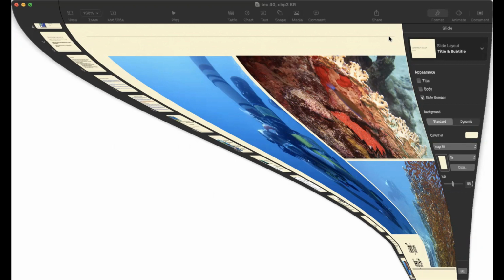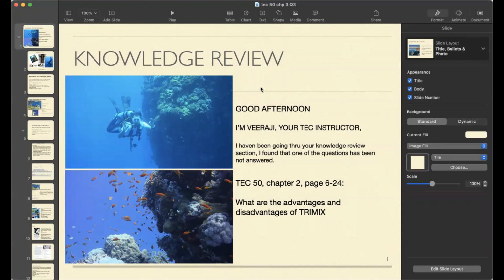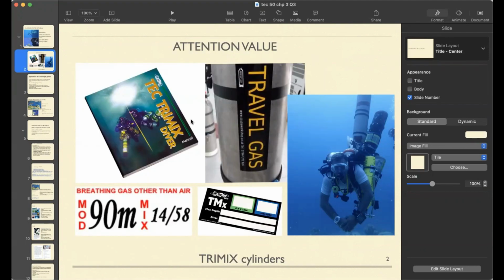Thank you. Awesome. This is a knowledge review about Tech 50. Good afternoon, good evening. I'm Viraj, a tech instructor. I've been going through your knowledge review section and found one of the questions not answered. It's from Tech 50, Chapter 2, page number 6-24. What are the advantages and disadvantages of trimix when you're using it in Tech 50? This is a tech trimix.